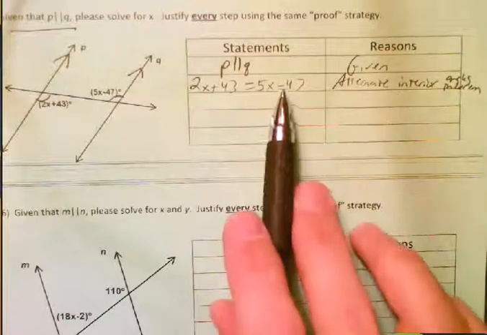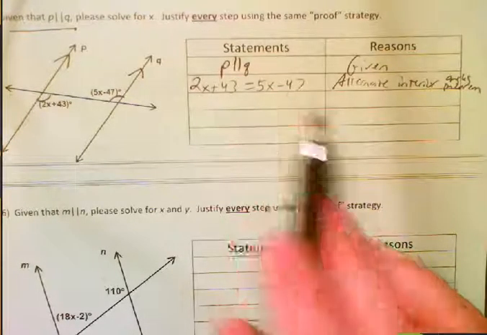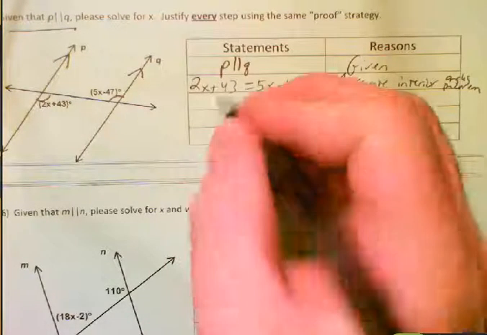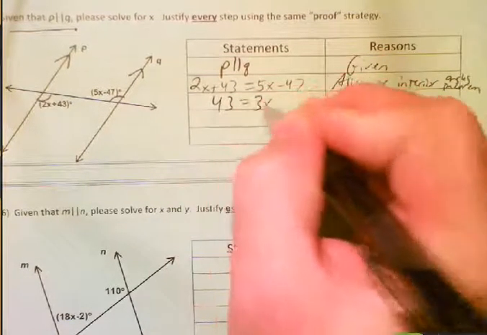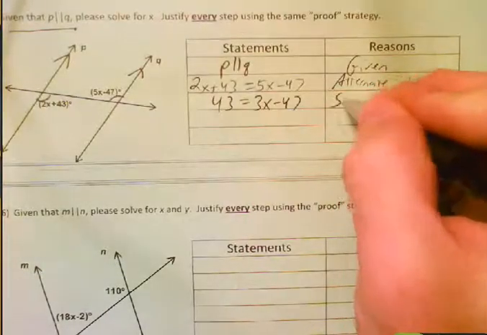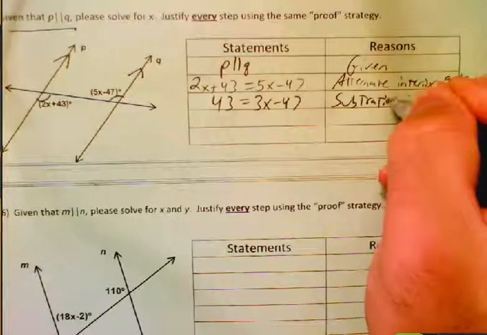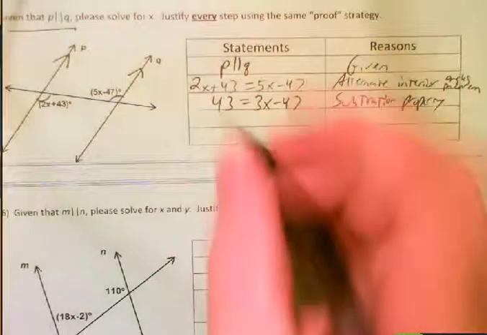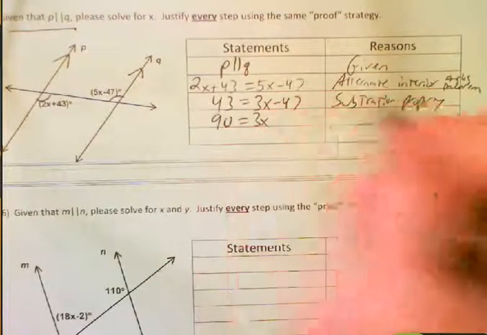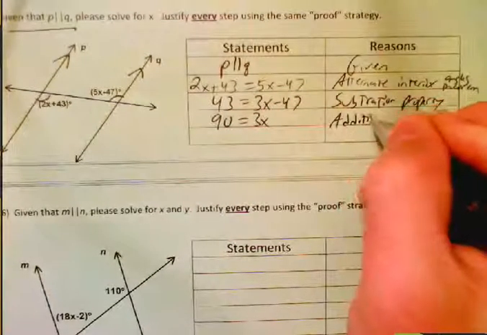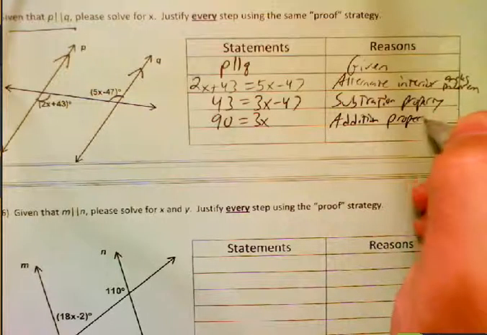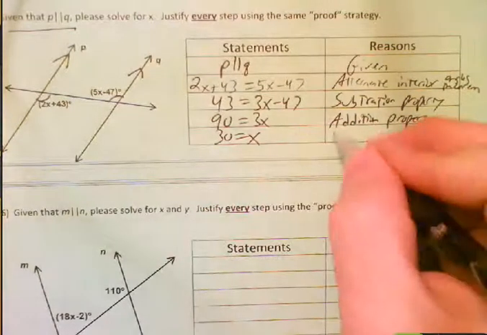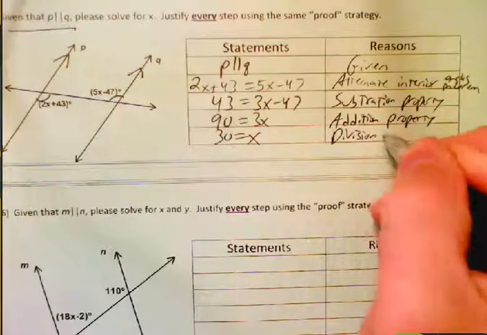Once we have this part, we just solve like we normally would, and you can take your pick however you want to do it. I'll subtract 2x from both sides. 43 equals 3x minus 47. Since I said subtract, I'm going to use the subtraction property. Now I'll add 47 to both sides, so that's 90 equals 3x. That's the addition property. And I'll divide both sides by 3. So x equals 30, using the division property to finish it off.